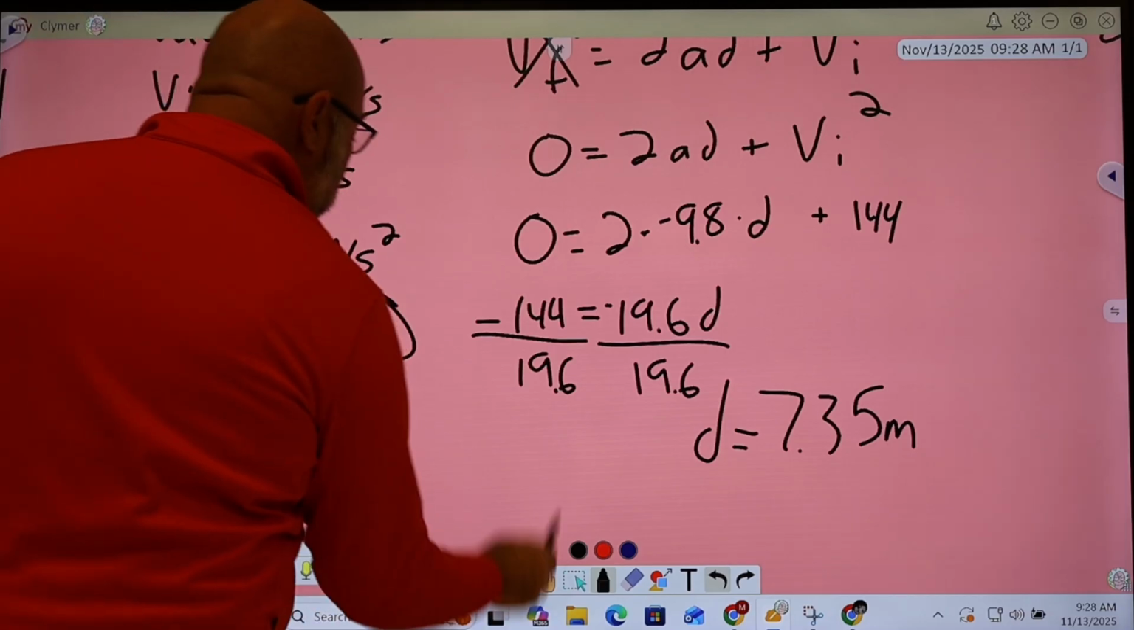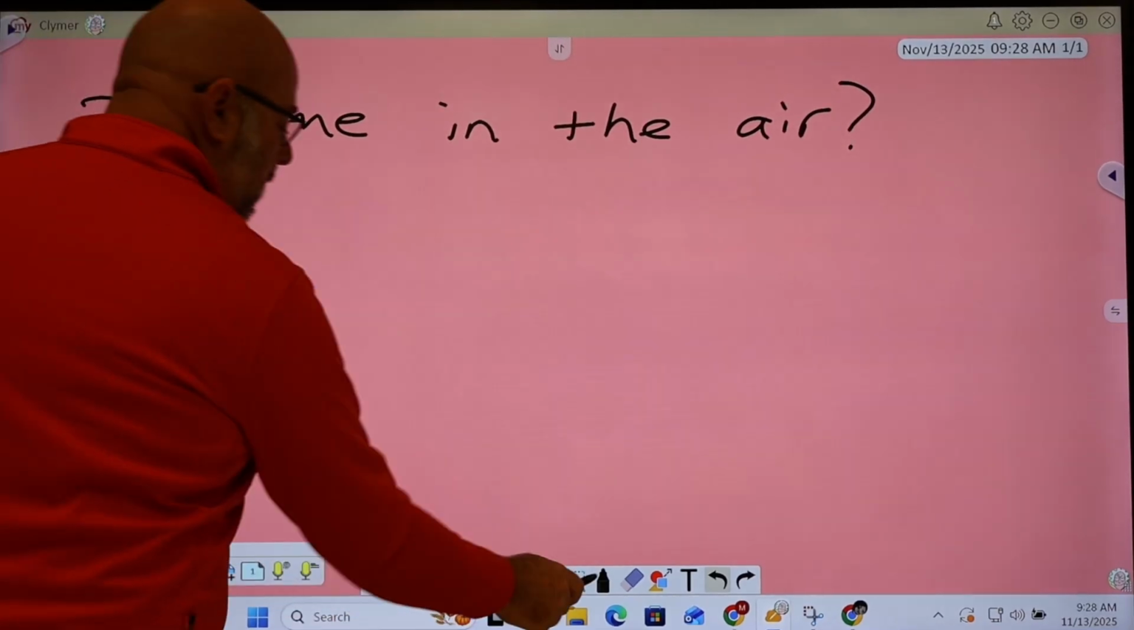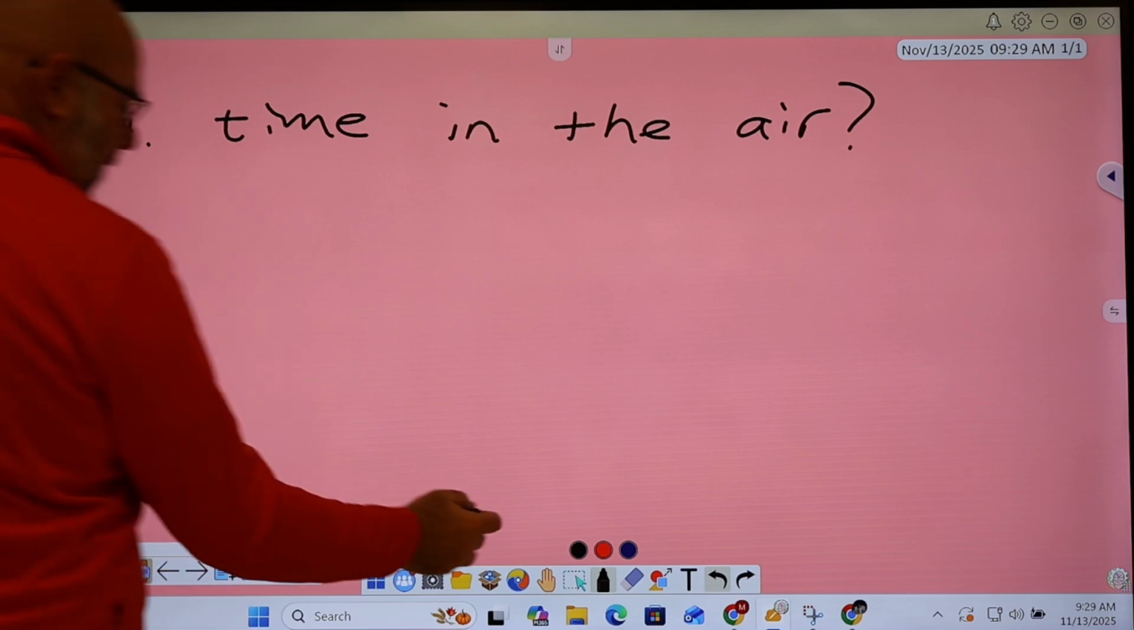So let's pretend that we were not insightful. Let's try and find this a different way. Right? So let's try this a different way. Let's do a trial run here. Let's consider our horizontal motion. We haven't used that yet, right?